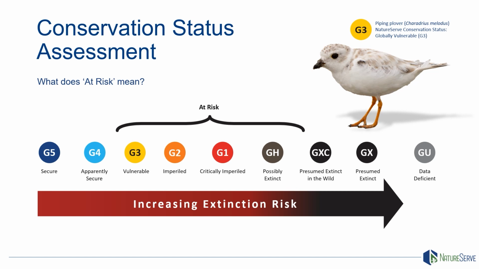Species ranked GXC are extinct in the wild, but persist in captivity, such as in a zoo, botanical garden, or seed bank. GX species are those that are extinct everywhere, such as the passenger pigeon or stellar sea cow. Some species are too poorly known to be assigned a rank. These are categorized GU. In the example on the screen, the piping plover has a rank of G3, meaning that the species range-wide is vulnerable to extinction.